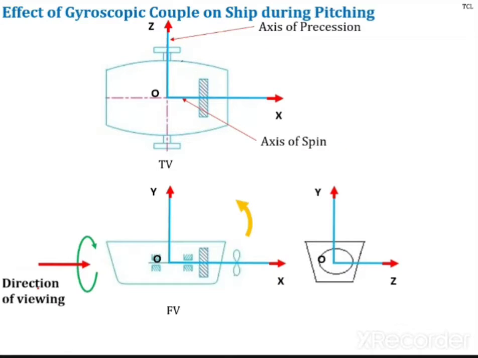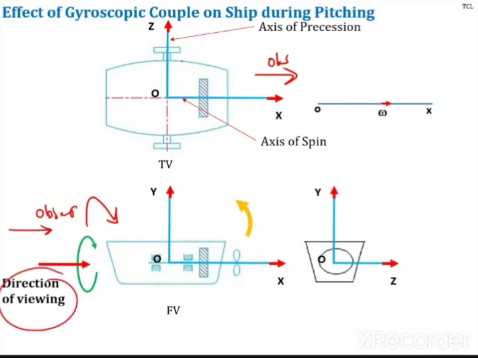First of all, we will draw the vector diagram. The direction of viewing is this, and this is the observer. The rotation of the rotor is clockwise. This is the observed position. OX is away from the observer, so from the observer, my X point is away.